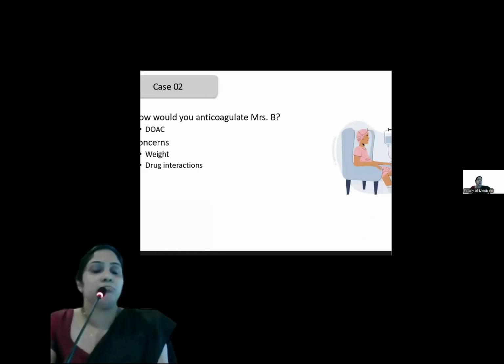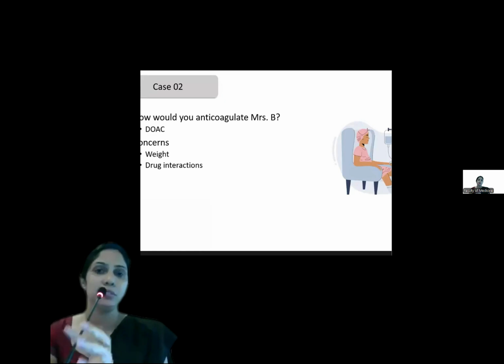Okay. So how would you anticoagulate our Mrs. D? Given her background of malignancy, I would still go for a DOAC with the current recommendation. But what are the concerns? Her weight and the drug interactions, mainly with the chemotherapeutic agents she will be on in the near future, are the main caveats in this case.